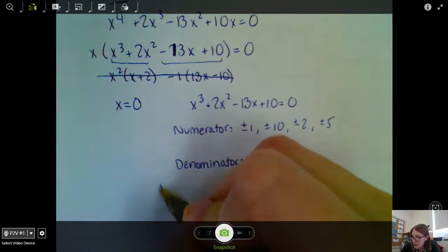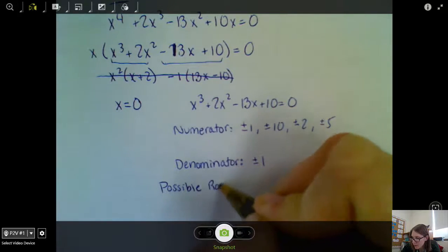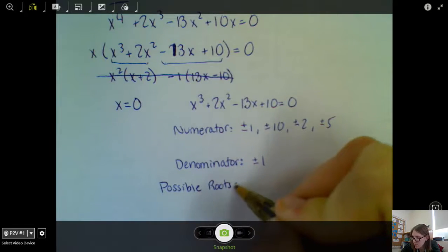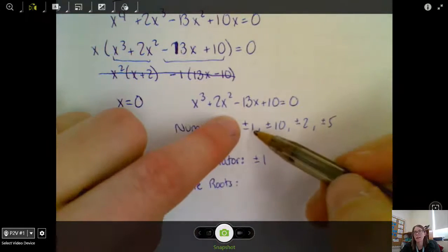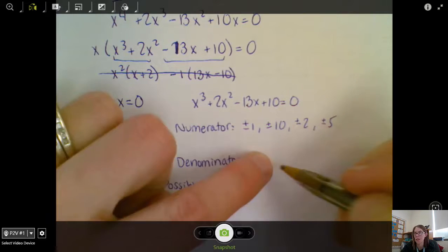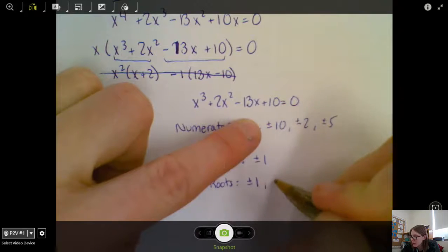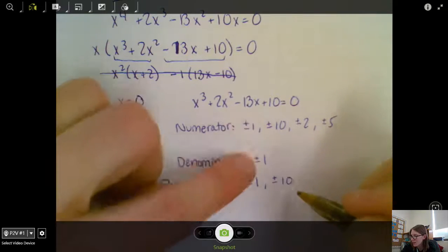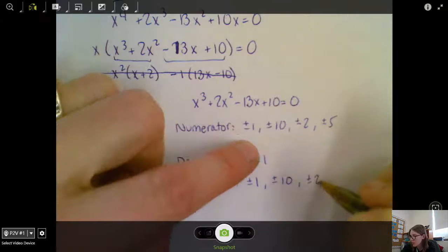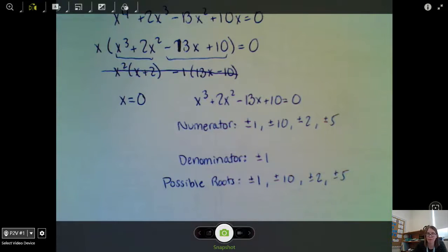Our possible roots would be any combination here, which isn't too bad since this is our only possibility for the denominator. Possible roots are plus or minus 1, plus or minus 10, plus or minus 2, plus or minus 5. Now we have to check them.